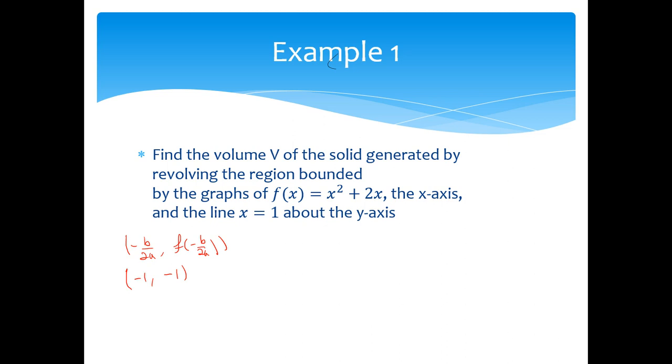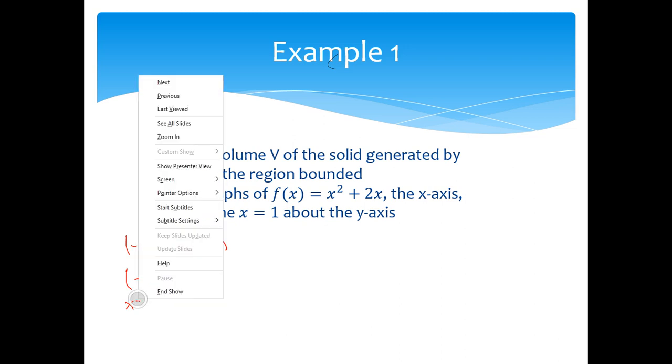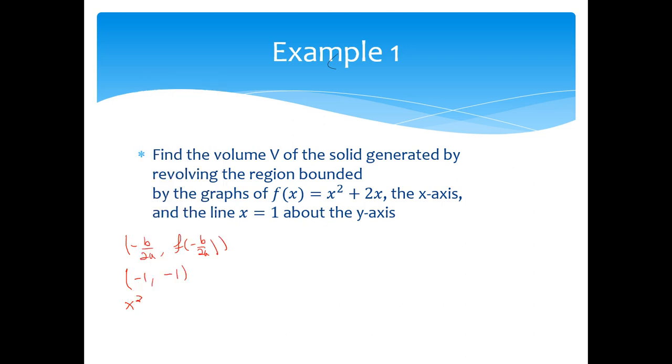And so we want to find the x-intercepts of the parabola. We set this function equal to 0. When we set this function equal to 0, x is going to be equal to 0, or x is equal to negative 2. And the y-intercept is equal to 0.